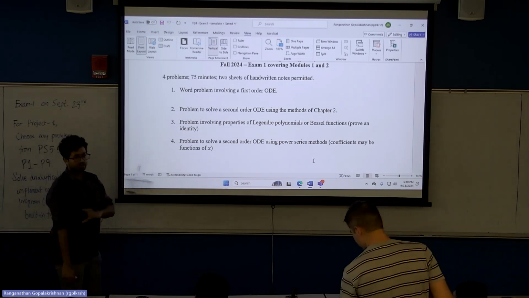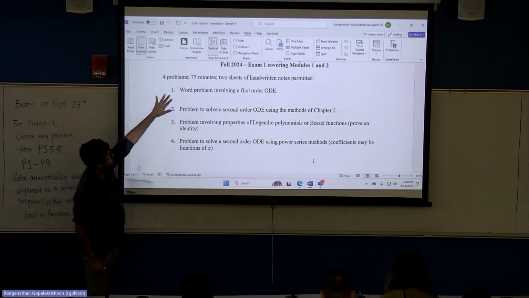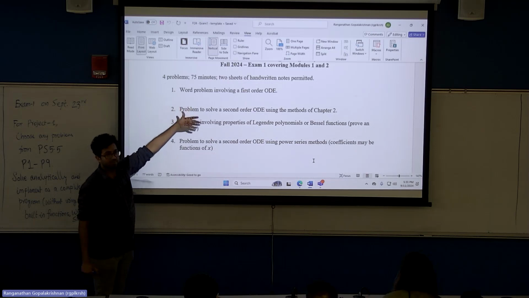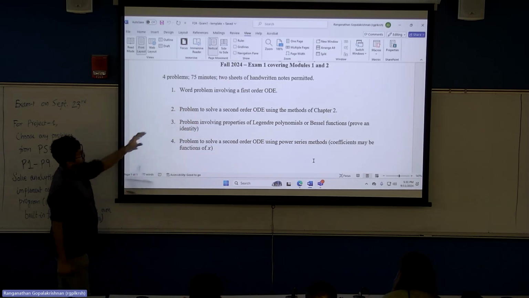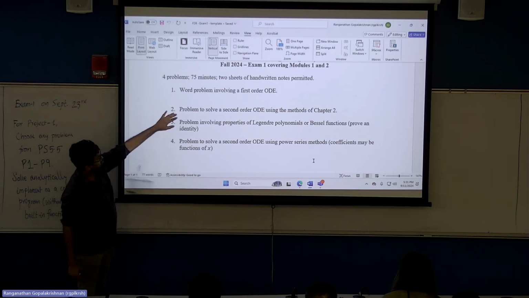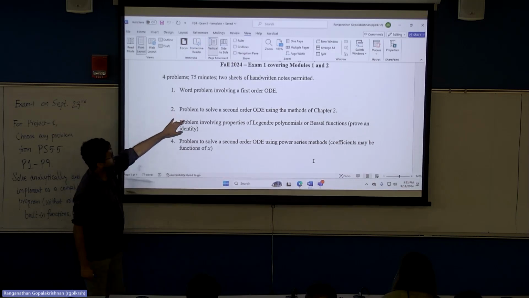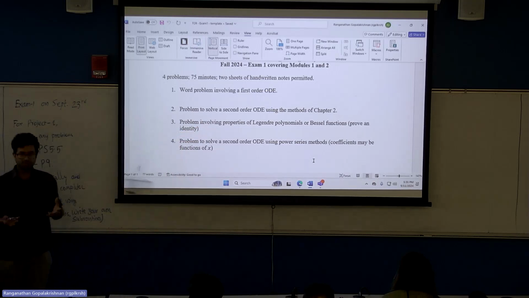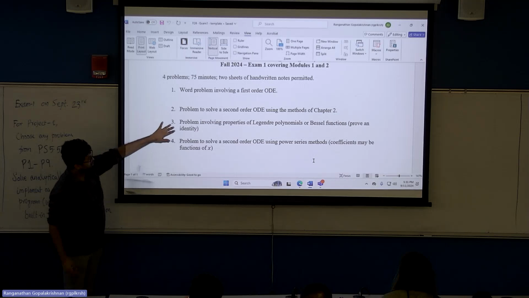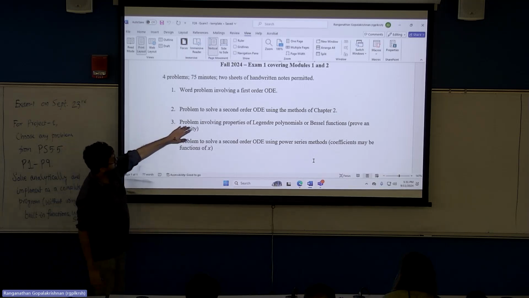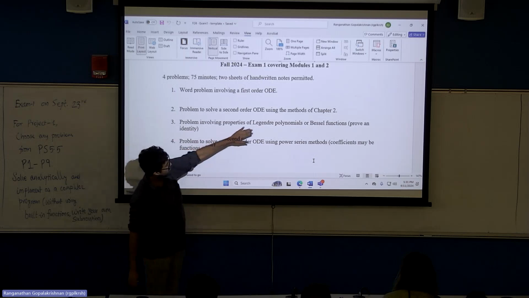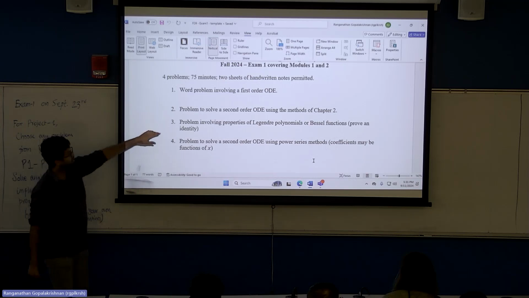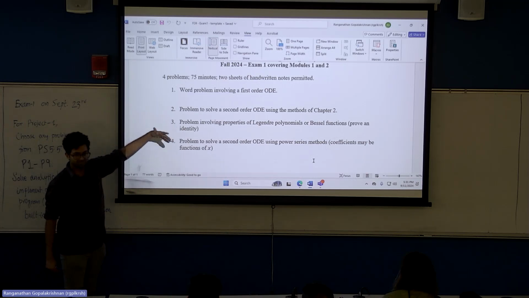Okay, only handwritten notes. The four problems will be distributed as one word problem involving a first order ODE, the material we spoke about in the very first lecture. The second problem is to solve a second order ODE using the methods of chapter 2, which is essentially the characteristic equation. And the third problem is to manipulate Legendre polynomials or Bessel functions to prove an identity. You can find these types of problems at the end of section 5.2 and section 5.4.